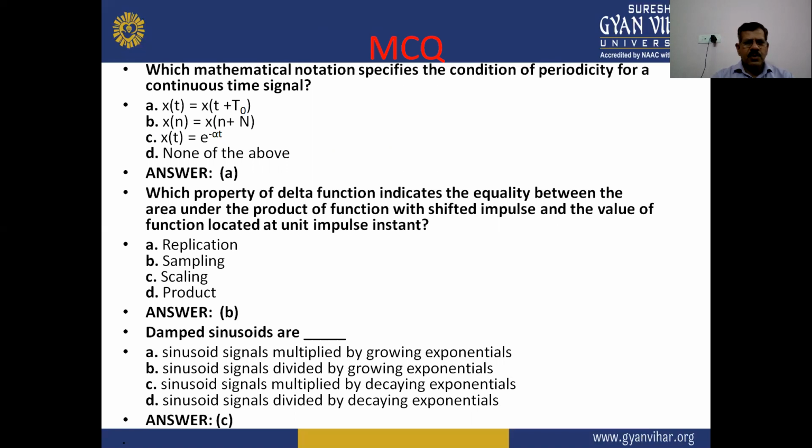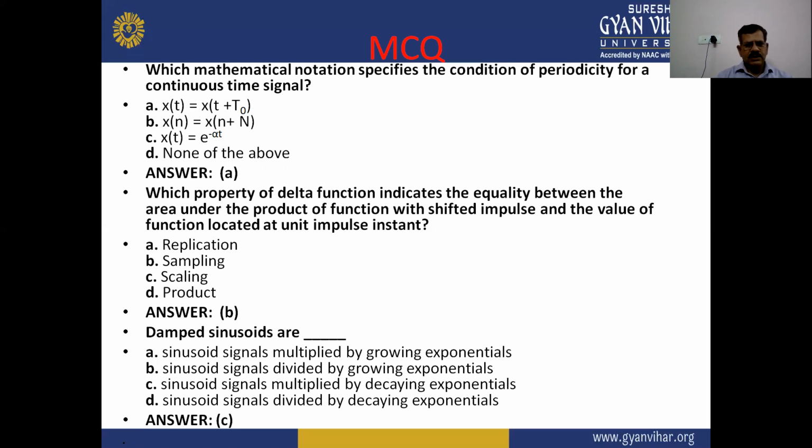Next question, which property of the delta function indicates the equality between the area under the product of a function with a shifted impulse and the value of the function located at the unit impulse instant? Option A, replication. Second, sampling. Third, scaling. And option D is the product. So here the correct option is B, sampling.